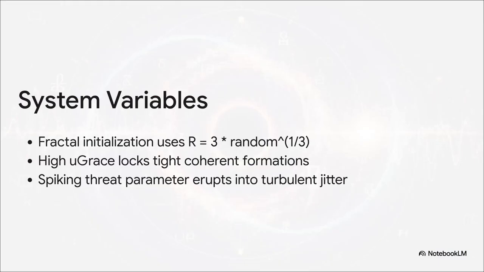And the math governing this whole life cycle is incredibly precise. For instance, the initialization formula relies on an equation where the radius equals 3 times the cube root of a random number. Why does that actually matter to us? Well, because it ensures those particles populate a spherical fractal volume, rather than just sitting flat on a boring 2D plane. From there, it's all about how the variables respond. If the U-grace parameter is high, those particles lock into tight, gorgeous, coherent formations. But the second that threat parameter spikes, the grace variable drops, and the particles immediately erupt, devolving right back to that 53 Hz turbulent jitter we talked about earlier.